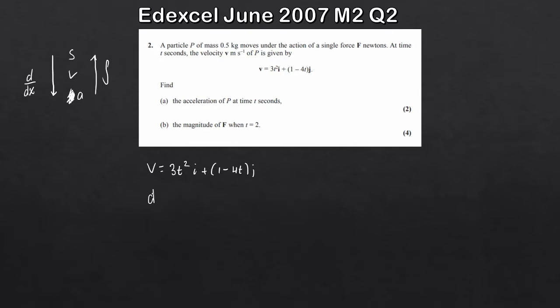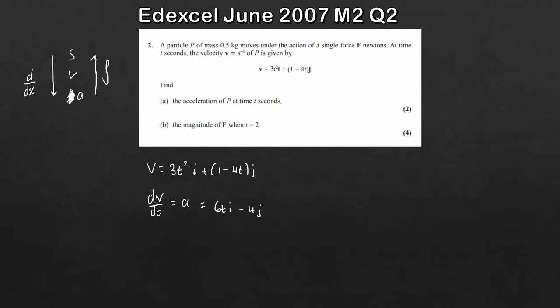So the differential dv by dt gives us a. If we differentiate this now, we get a. Differentiating with respect to t, 3t squared just gives us 6t. But don't forget your i here, keep that with us, 6ti. Now we're differentiating this whole bracket. The differential of 1 is going to be 0, and the minus 4t would just be minus 4. And we've got the j here, so this is minus 4j.